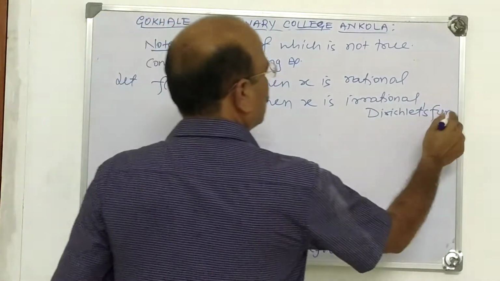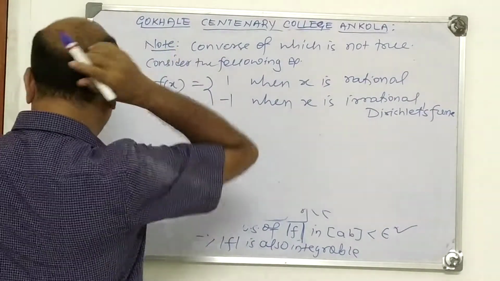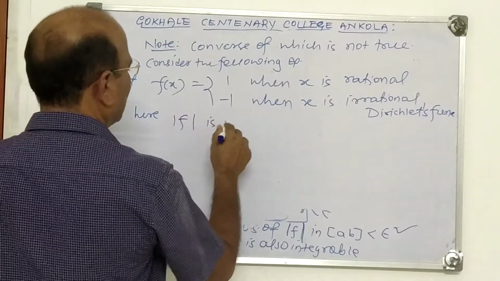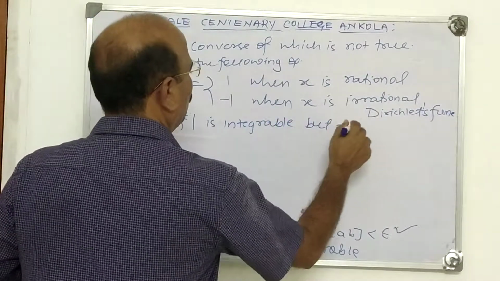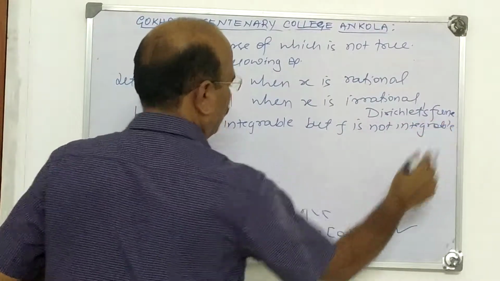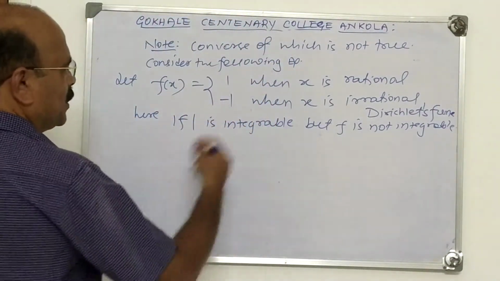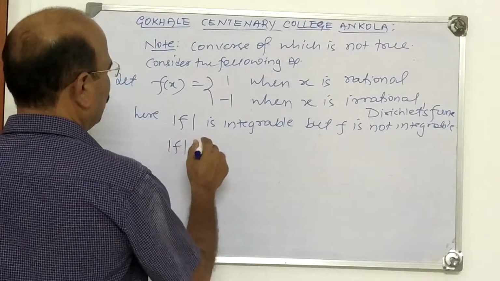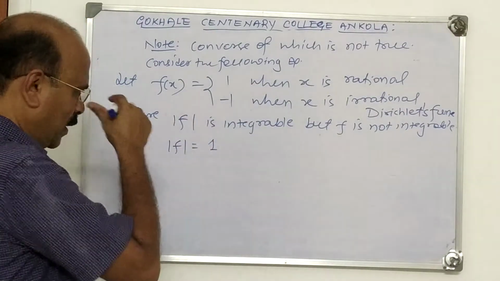Now for this function, mod f is integrable, but f is not integrable. Mod f is integrable, f is not integrable. Because what is mod f? Mod f is 1 here, because if you take the mod, it becomes 1.